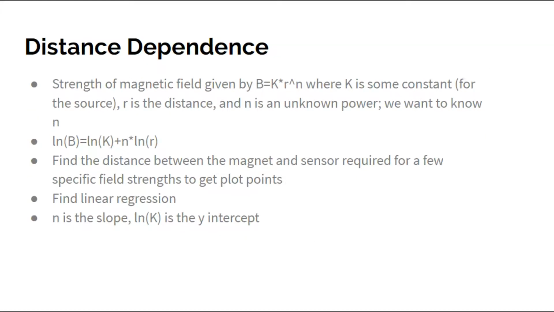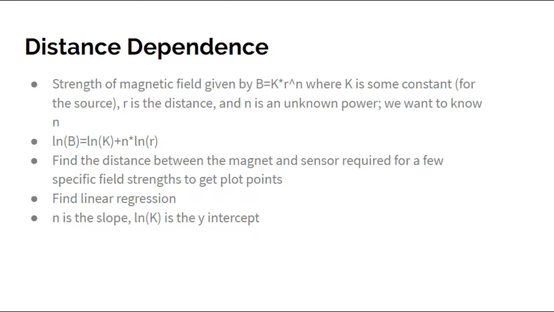We know that the strength of the magnetic field created by the bar magnet will be given by the equation B equals k times r to the n power, where k is some constant, r is the distance between them, and n is some unknown power, and we want to solve for this value n. If we take the natural log of both sides, we find that it looks like a linear function with the natural log of the distance being the independent variable, the natural log of the magnetic field being the dependent variable, natural log of k being the y-intercept, and the power n being the slope.